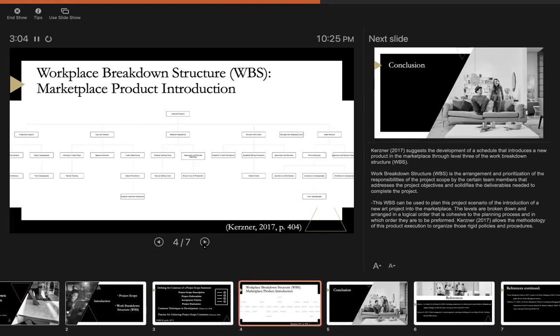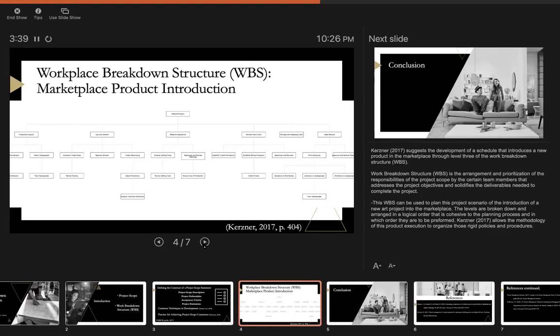The work breakdown structure, marketplace product introduction. So Kerzner suggests that the development of the schedule that introduces the product in the marketplace through level 3 of the work breakdown structure here is done by arranging and prioritizing those responsibilities of that project scope initially created by the certain team members, where they address the project objectives and solidify those deliverables that are needed to complete the project overall.